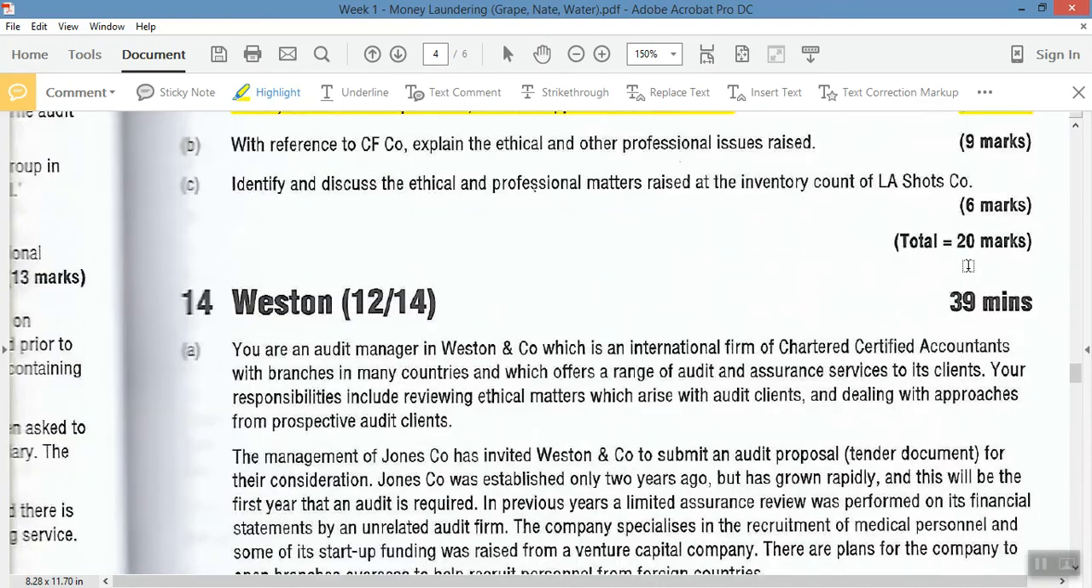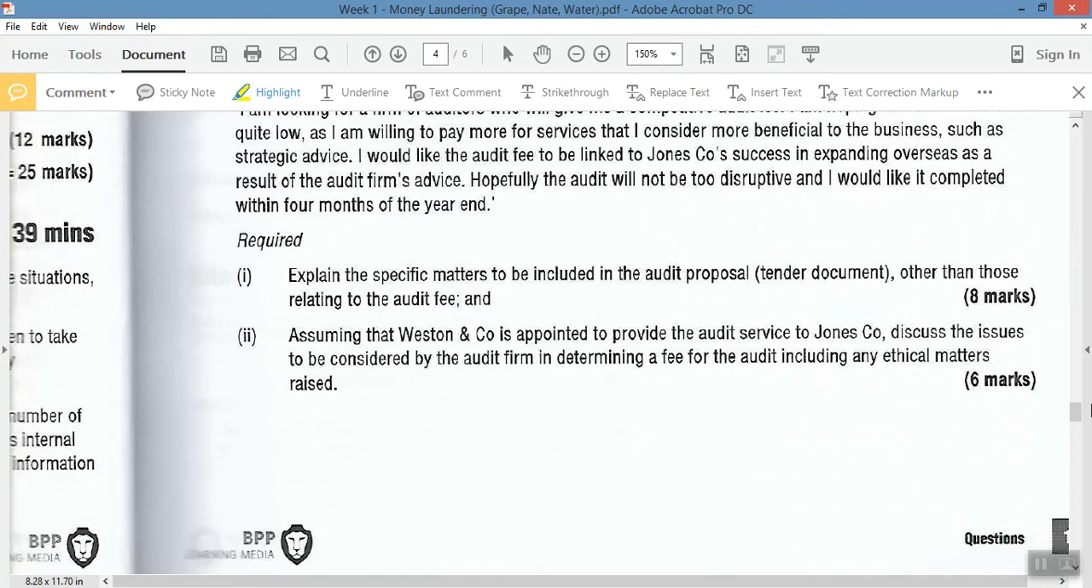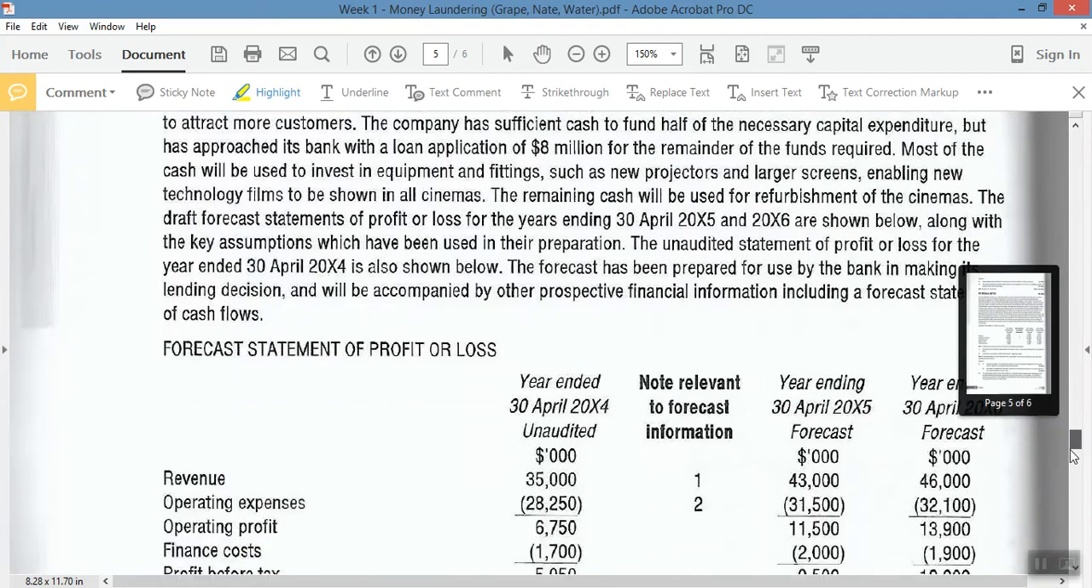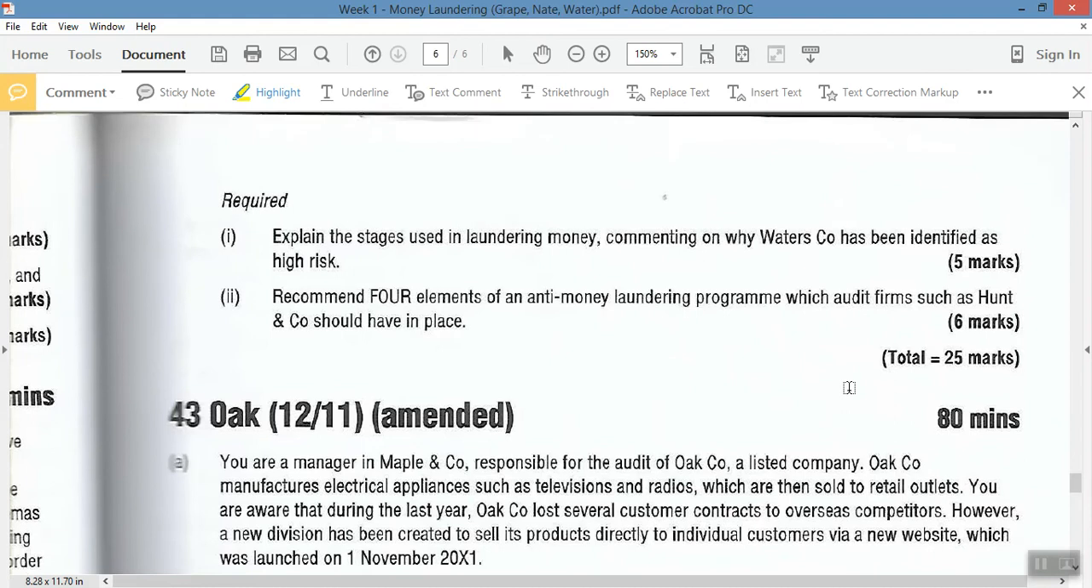And next one, we will go for the last question for today. The last question will be Waterco. Waterco also very short.